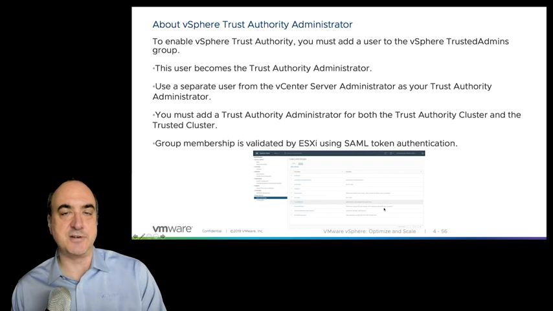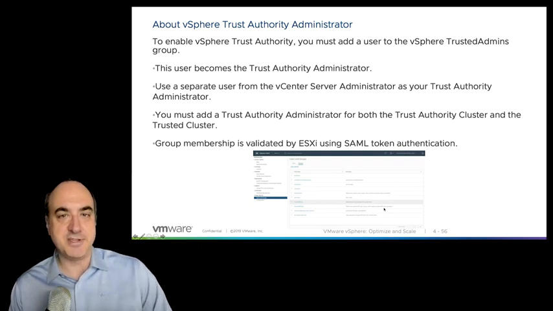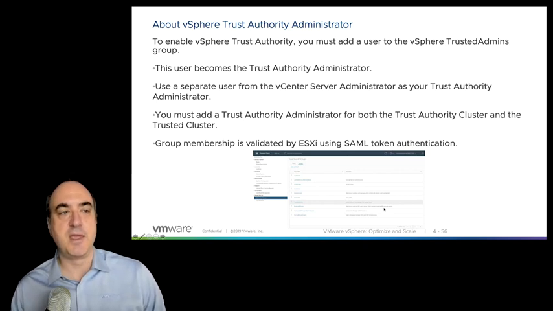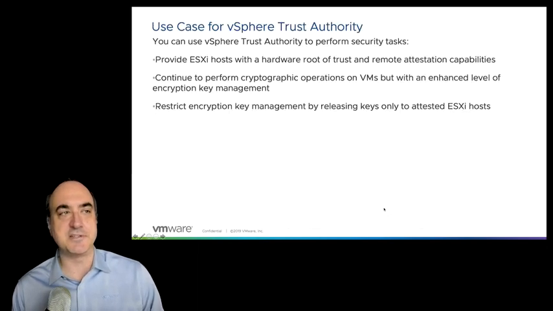So remember, there's two vCenters: a vCenter managing the trust authority cluster, and another vCenter that's basically managing the rest of your infrastructure. In fact, you can have multiple vCenters that this vCenter is the trust authority cluster for. Group membership is going to be validated through ESXi using SAML token authentication. All that stuff is the standard stuff.